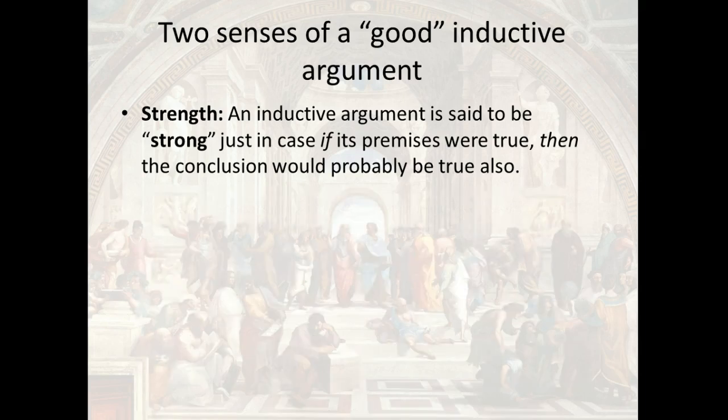Examples of strong inductive arguments. Things like, we've sorted through the first 20 apples in this crate, and 10 of them are bad. And we conclude that very likely half of the rest of the crate will be bad as well, right? So we've sorted through the first 20 apples, half of them were bad. We conclude that it's very likely that half of the rest of the crate will be bad as well. That's a strong inductive argument.